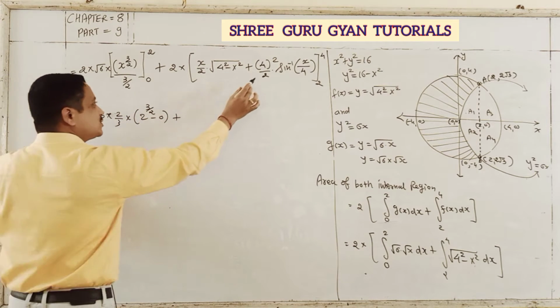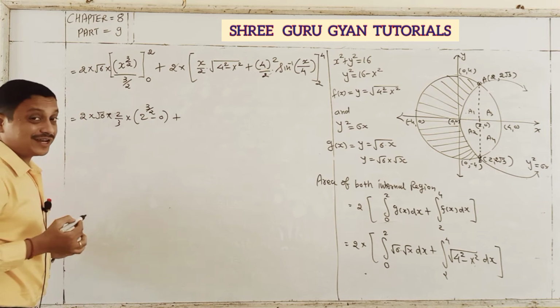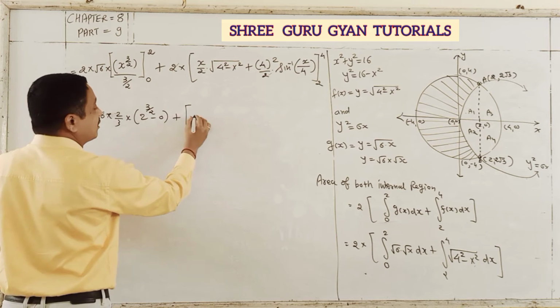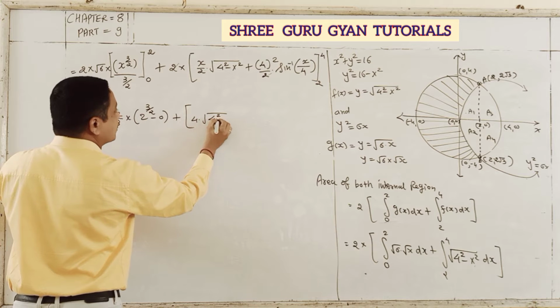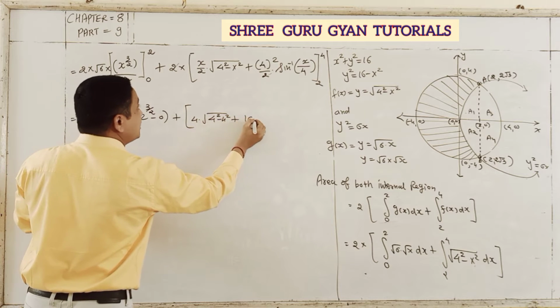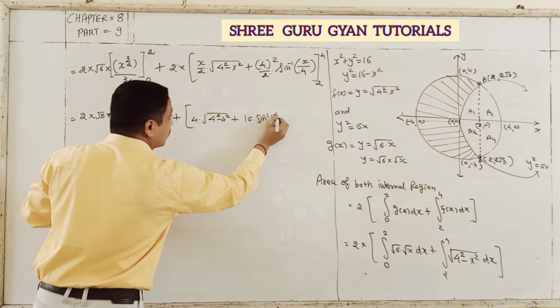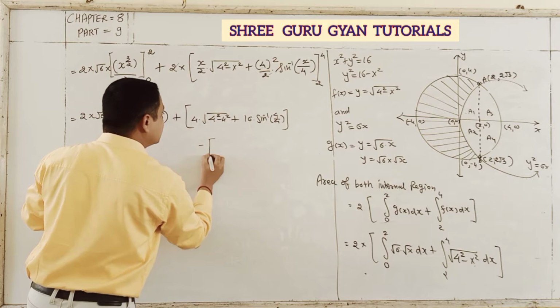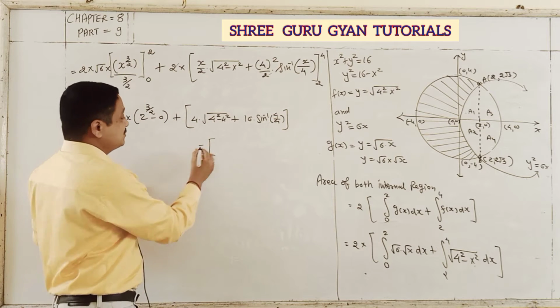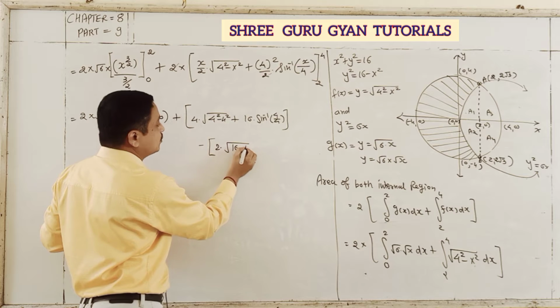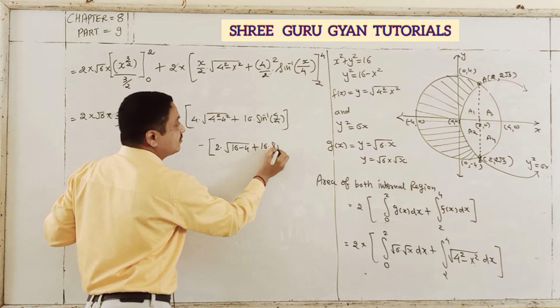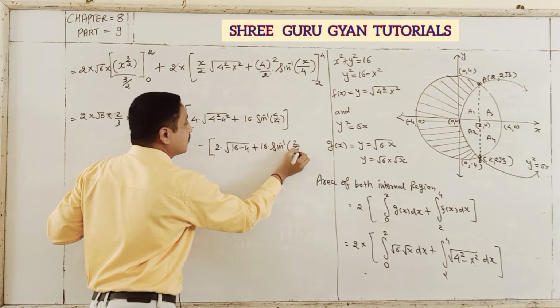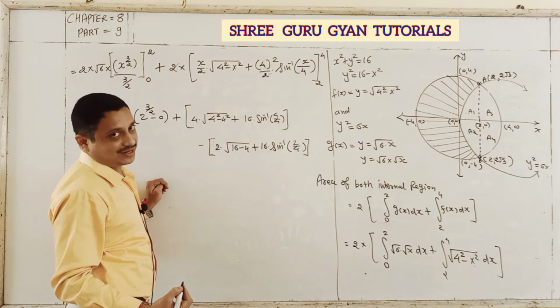Students, I think these two common terms cancel. So put in the limits: 4 square minus 4 square plus 16 sin inverse 4 by 4, upper limit minus lower limit, which is 2. So 2 under root 16 minus 4 plus 16 sin inverse 2 by 4. And now calculate the answer.